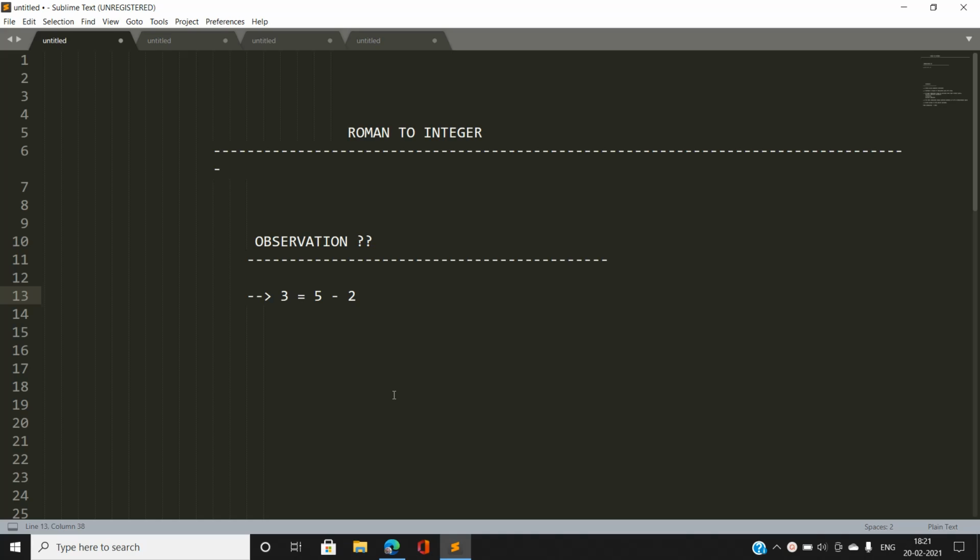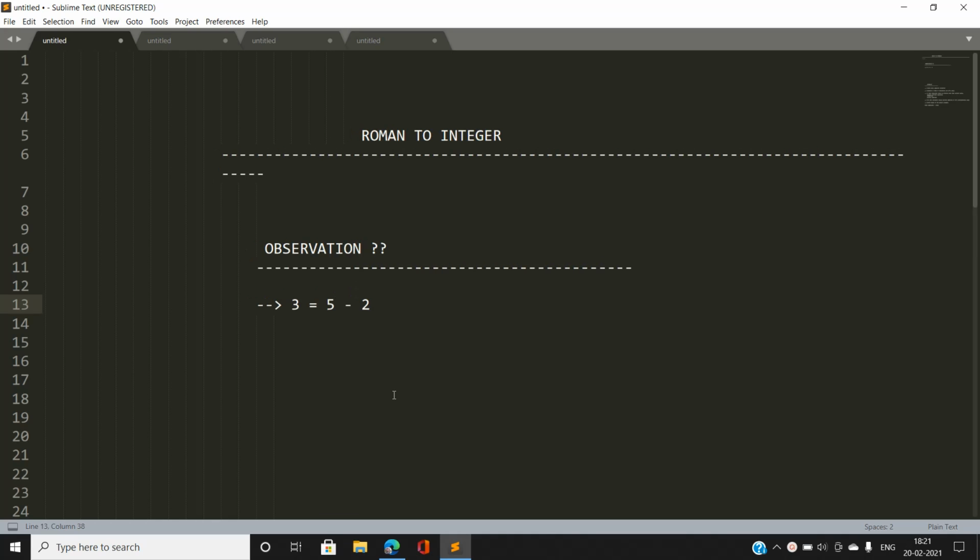Note that 3 can be written as 5 minus 2. Again, suppose I have the value 4, it can be written as 5 minus 1. First I'm going to discuss why I'm going to use this. And again, suppose we have to write 9, then we can write it as like what? I want my viewers to think upon here. So we can write 9 as what?